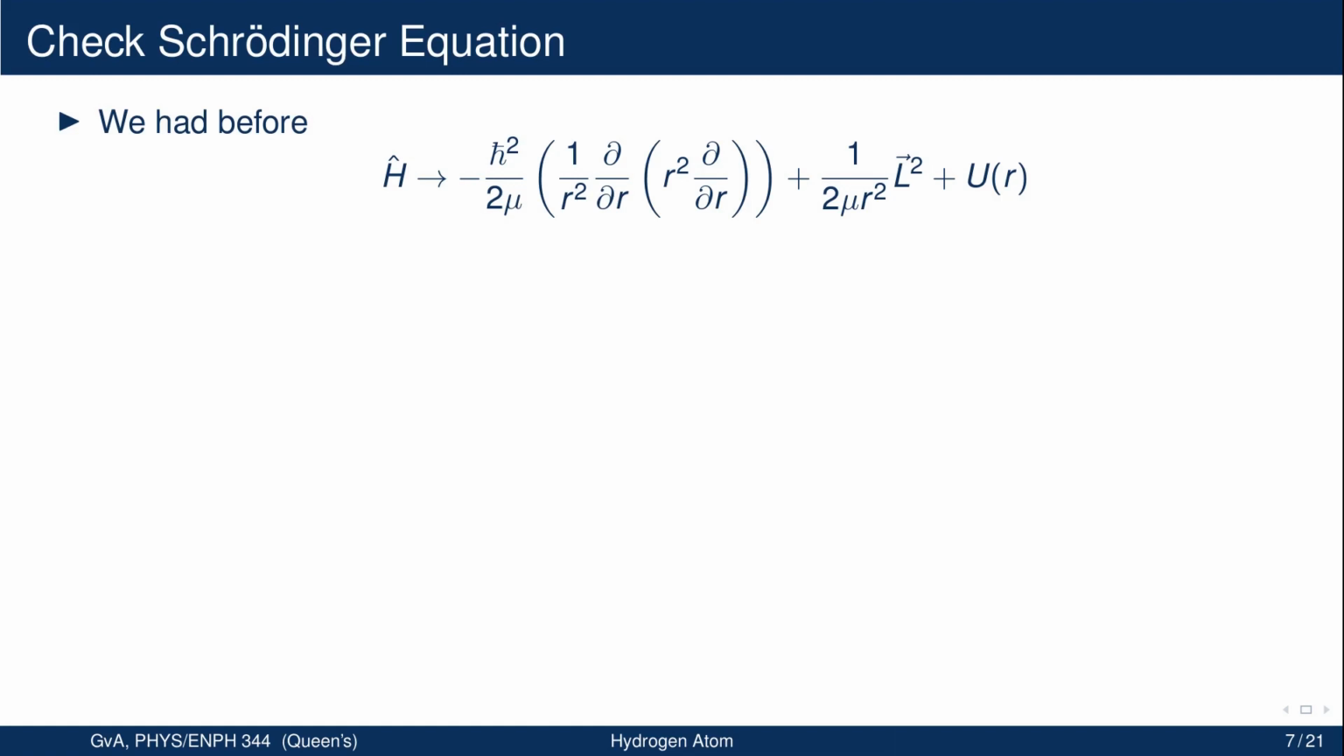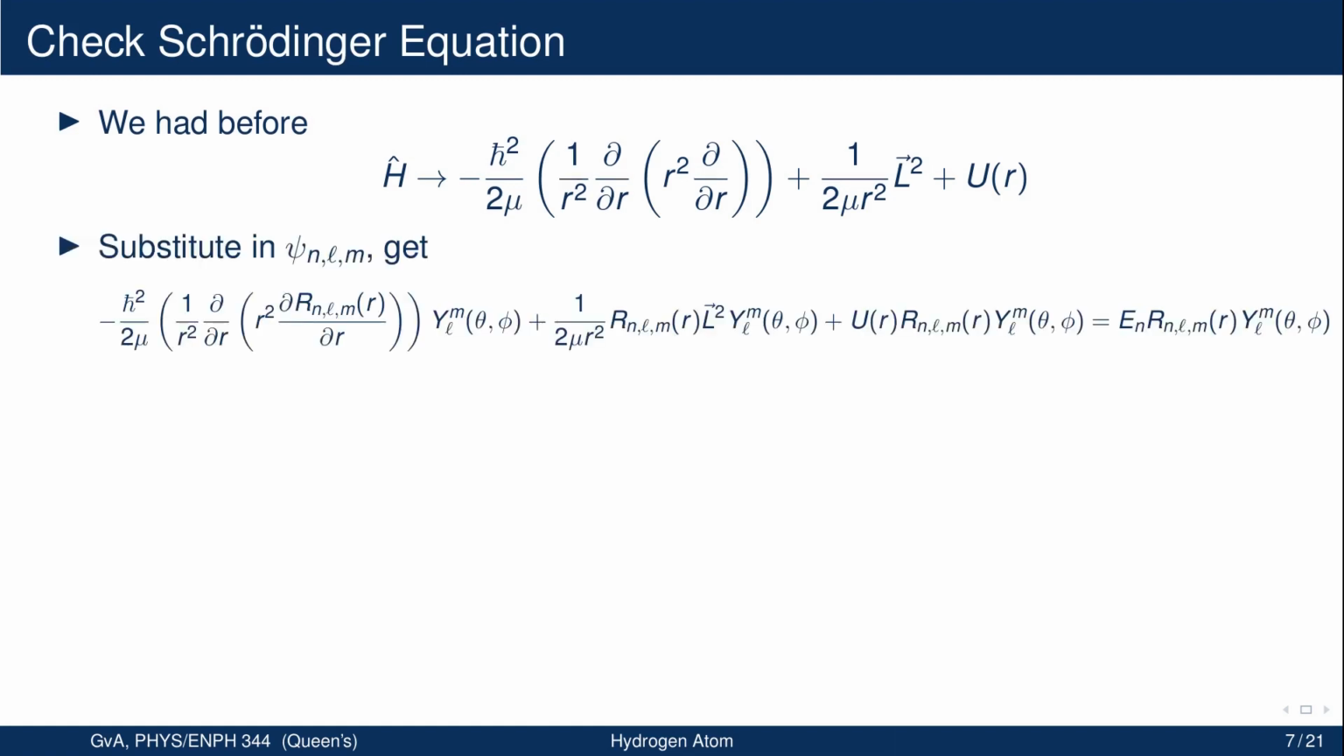In order to verify this, we have to work out the Schrödinger equation. We had before that the total Hamiltonian for the system takes this form here. Next, we need to substitute the wave function into the Schrödinger equation. The expression is long, but it looks like this.